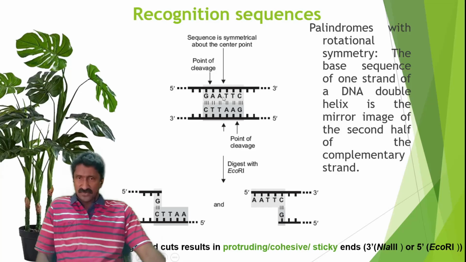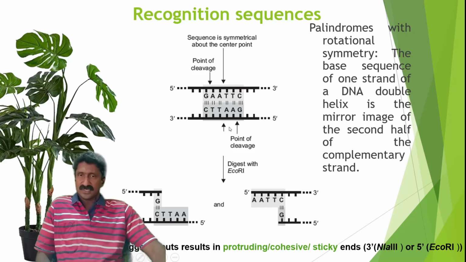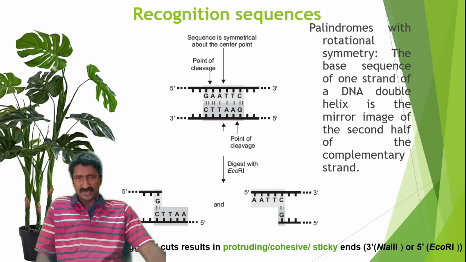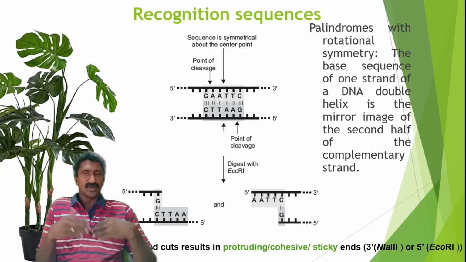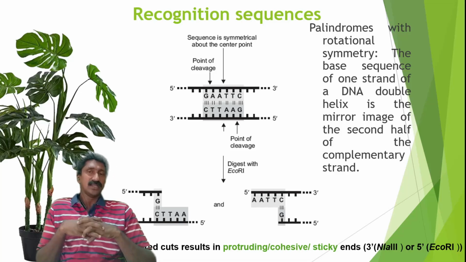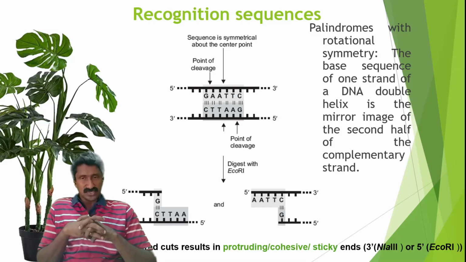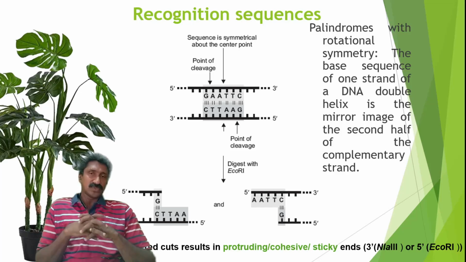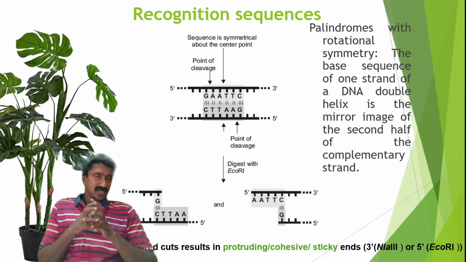When the second half of the sequence is rotated by 180 degrees, the second half of the palindrome will be on the complementary strand. So there is a rotational symmetry in such restriction sites. Usually restriction sites or recognition sequences are palindromes with rotational symmetry. The base sequence of one strand of the DNA double helix is the mirror image of the second half on the complementary strand. Is it clear?